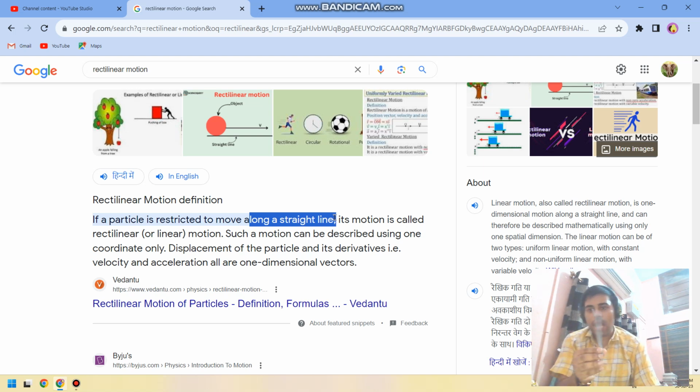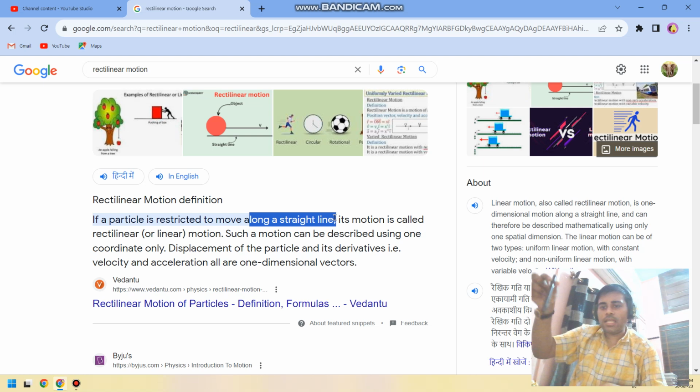Suppose this is a line, and this is a line. A particle could move in this direction, or this direction, or this direction. That does not matter. What matters is that it should move in only one direction, that is a straight line. Now, a particle can go like this and come back like this, or keep on going upwards and downwards. That is not the point. The point is how it moves.